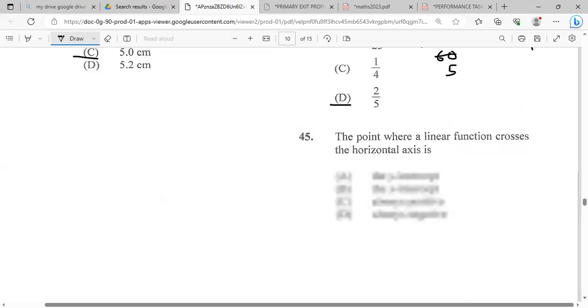All right, let's move on to 45. The point where a linear function crosses the horizontal axis, which is the x-axis, is known as the x-intercept. Remember, the y-axis is the y-intercept. So the x-axis, the x-intercept.